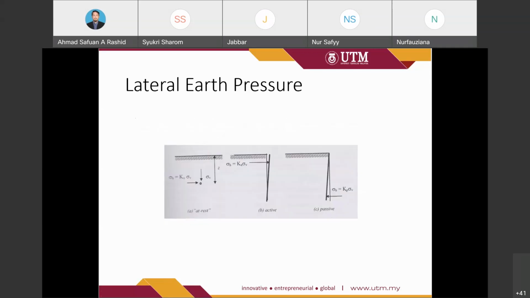So this is an illustration or diagram to show how the lateral stress acts on the soil for the at-rest condition, and acts on the retaining structure for the active and the passive conditions.